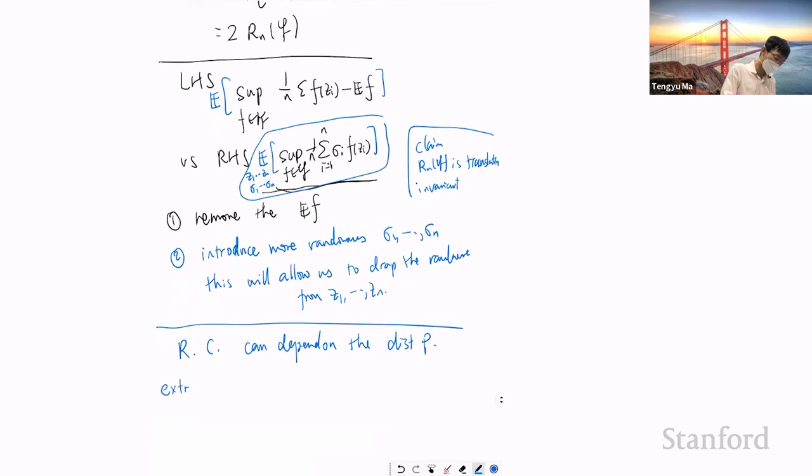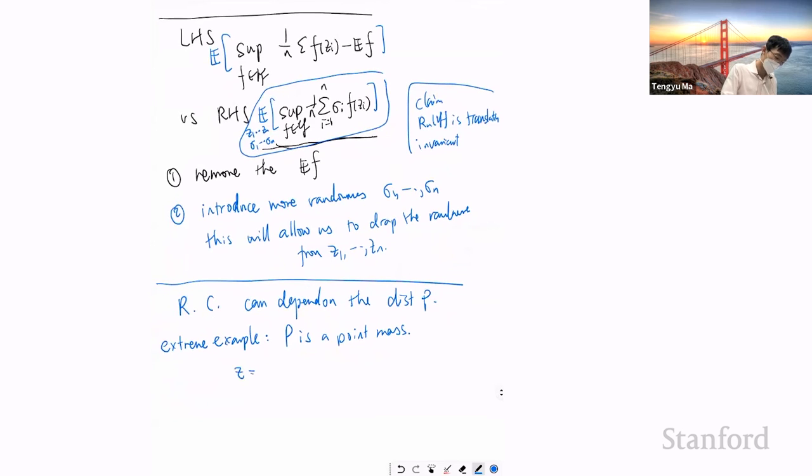So this is a toy example where you can see that P is a point mass. So let's say Z is always equal to Z0 almost surely. So however you draw it, you always just draw a single point. And in this case, actually, you can have a good Rademacher complexity bound for any bounded function. So suppose you care about f in F. And this is the only constraint on the family F.